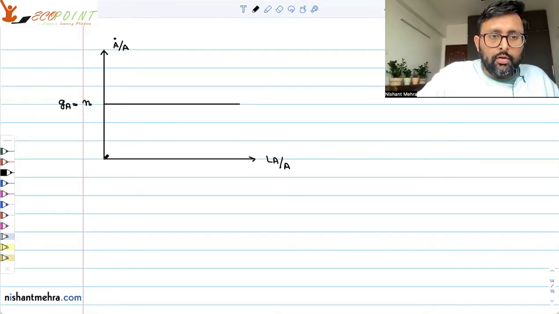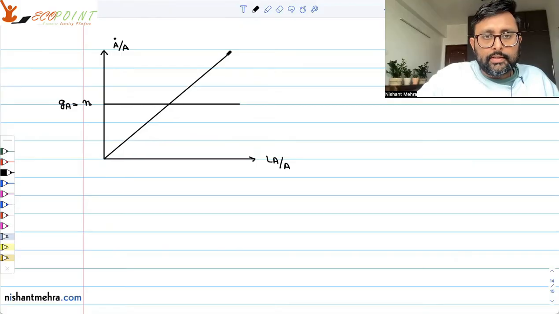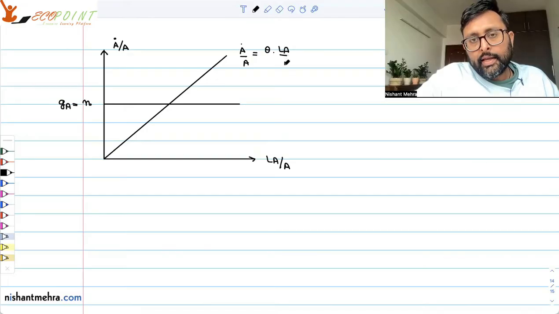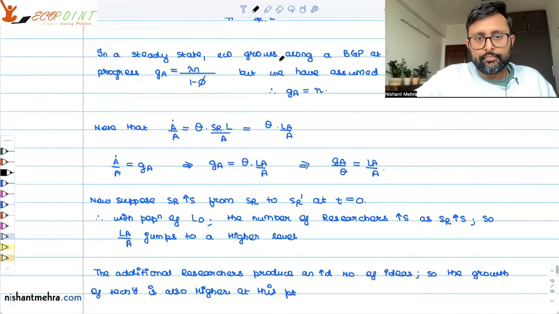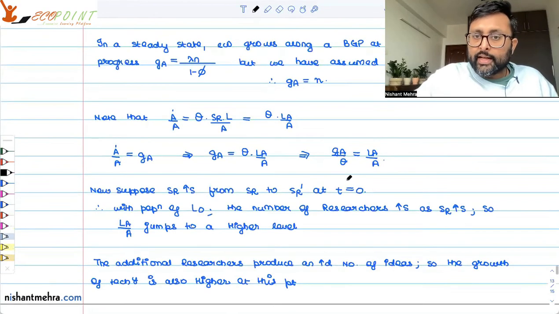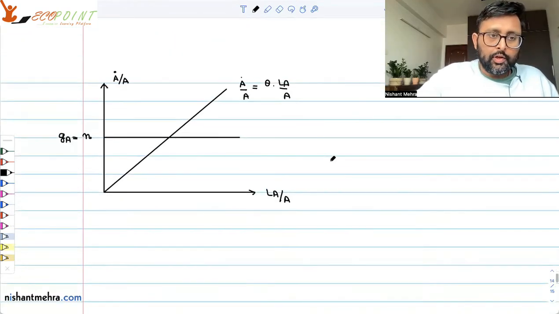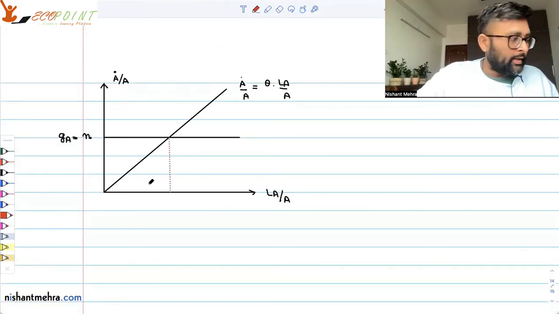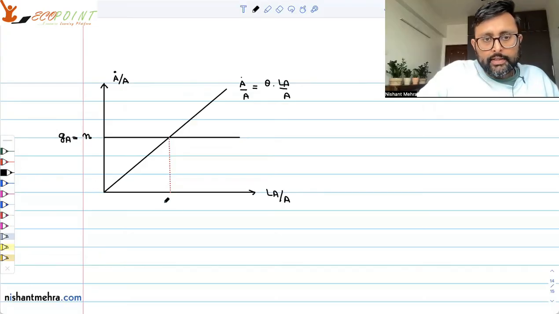Now, this thing, this is also A dot by A, which is equal to theta LA by A. You have just written it. A dot by A is equal to theta LA by A. Fair enough. Where they are equal, that is GA by theta. Where these two are equal, that is GA by theta.